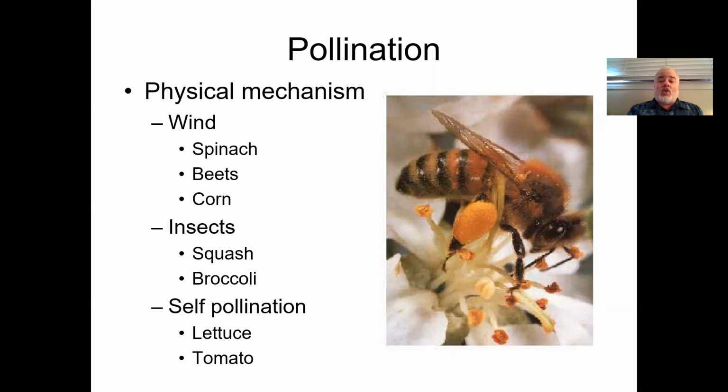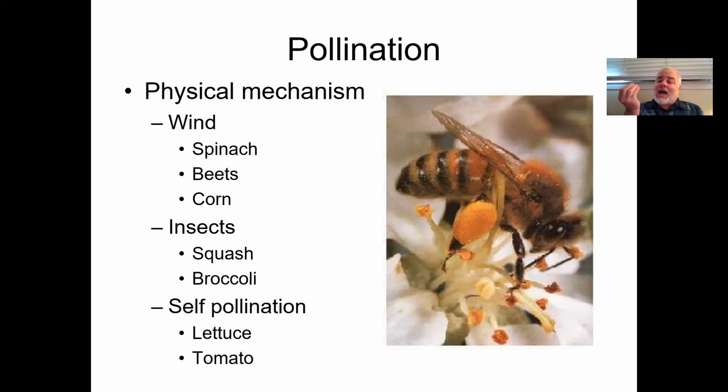Insects, that's what we usually think about. The average person, I would say, they think of pollination. They usually picture a bee running around doing its thing. And bees and other insects, and even some other organisms, bats, even mammals are responsible for pollination in some cases. And squash and broccoli are two great examples of things we grow in this area in large amounts that are insect pollinated. And then some are self-pollinated.